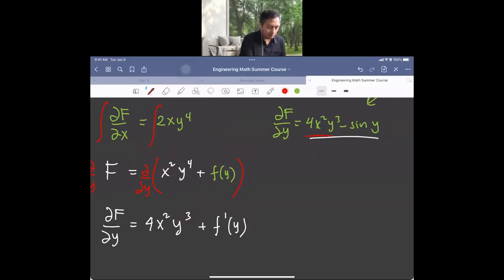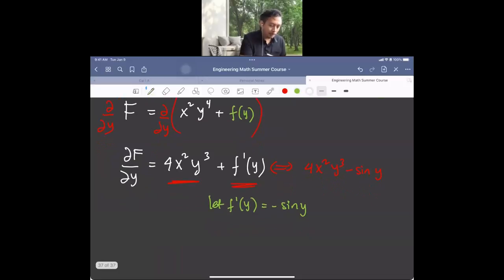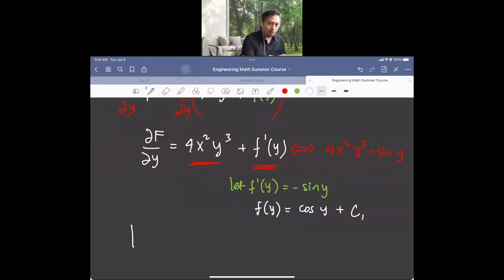And notice that perhaps we can do something here. It seems similar, right? So probably our sine y is actually f prime y. So we set up that this is equal to 4x squared y cubed minus sine y, and let f prime y equal negative sine y, right? So what's happened here? Then we can conclude that f of y is cosine y plus a constant. Let's just say C1. Okay.